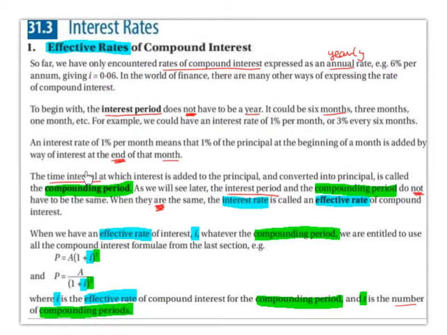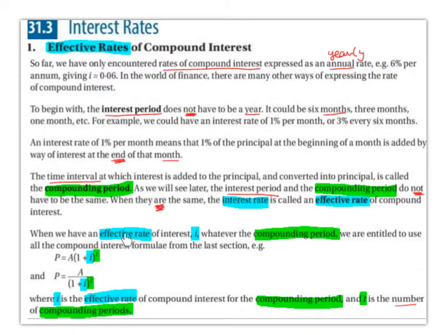The time interval at which interest is added to the principal and converted into principal is called the compounding period. As we will see later, the interest period and the compounding period do not have to be the same. But when they are the same, the interest rate is called an effective rate of compound interest.